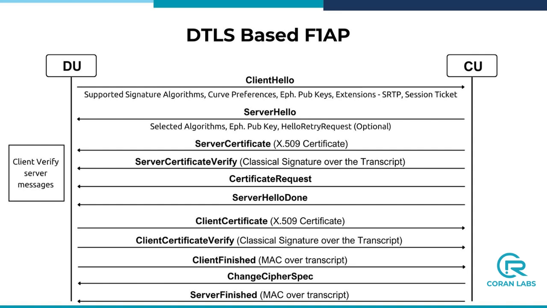Then there will be certificate exchange between DU and CU. After the certificate request and the server hello done, we will move on to certificate verification. These certificates will be used for authentication between CU and DU before any messages are sent between them in encrypted form. Now let us have a look at how CU and DU will run and how certificates are exchanged between them.